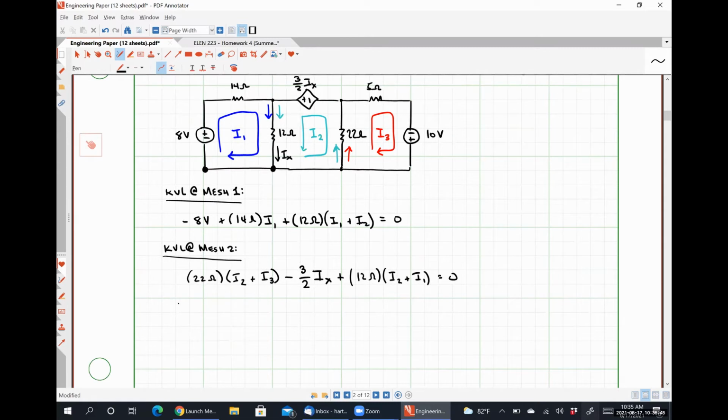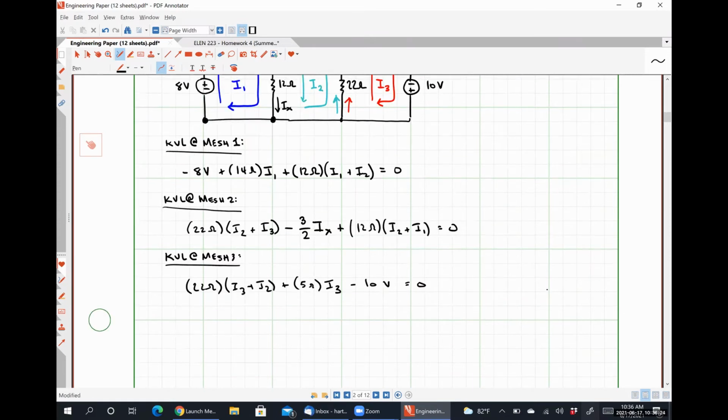Finally, our last KVL equation at mesh 3. We see the 22 ohm resistor first, so we have I3 and then I2 is flowing in the same direction, so we add them. Then we see the 5 ohm resistor. The only current flowing through it is I3. And lastly, we see the negative polarity terminal of our 10 volt source. So we subtract 10 volts and set it equal to 0.